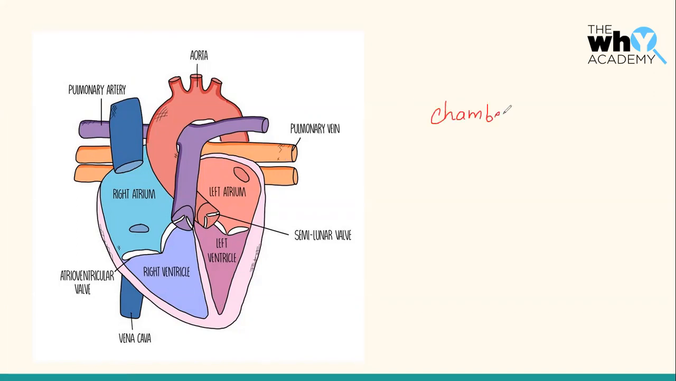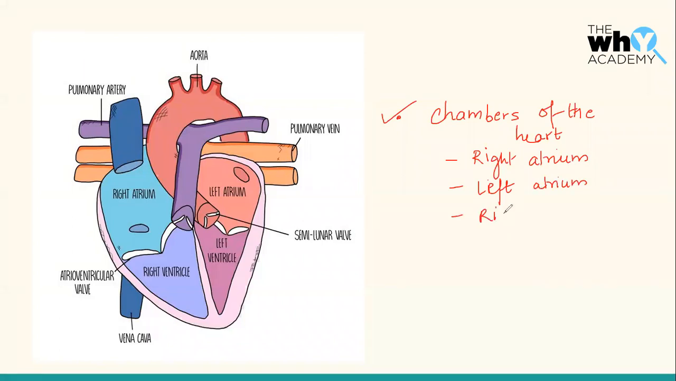So chambers of the heart, what are your chambers of the heart? If you want, you can take this down. You have right atrium, left atrium, right ventricle and left ventricle. Correct. So you have 4 chambers.